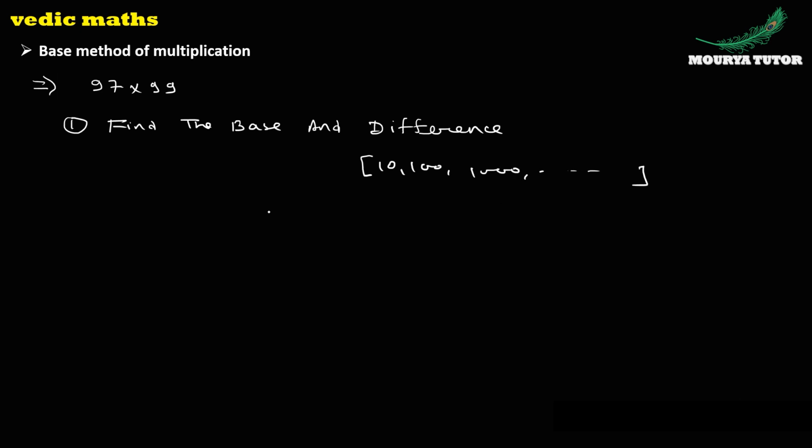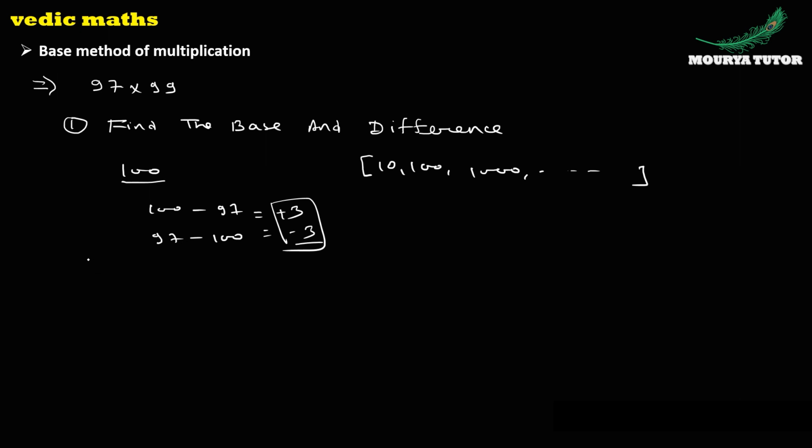Alright, so the base will be 100. Now the differences mean how far away these numbers are from this base. This 97 is how far away from this base. Either you can find 100 minus 97, or you can find 97 minus 100. But while finding the differences, if it is negative, include the sign together. If this is plus 3 and this is minus 3, don't ignore the plus and minus. This is a very important aspect we need to take. We need to write it together.